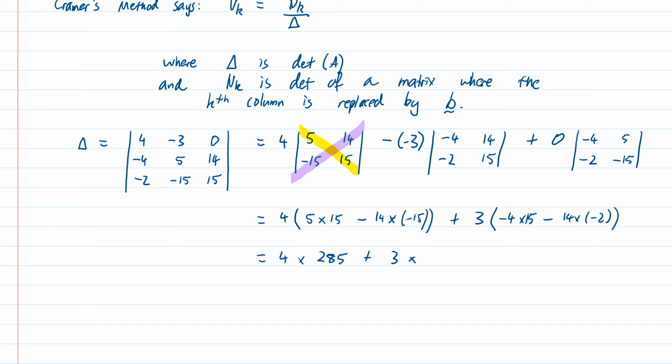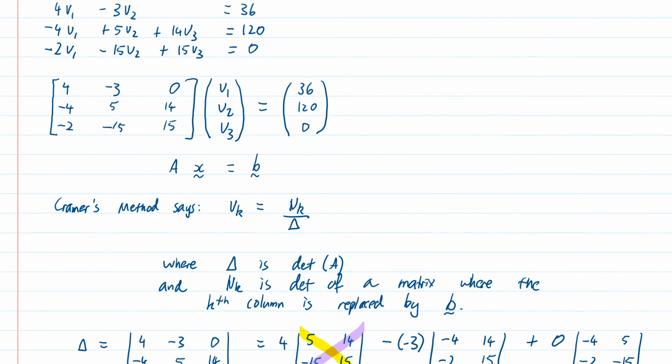And the two negatives will cancel, so it will be plus 28. So that is minus 32 that I will get there. So I can then multiply and add these out. So that's 4 times 285 plus 3 times minus 32 is 1044. So my delta parameter for Cramer's rule is 1044. That's the determinant of my A matrix.